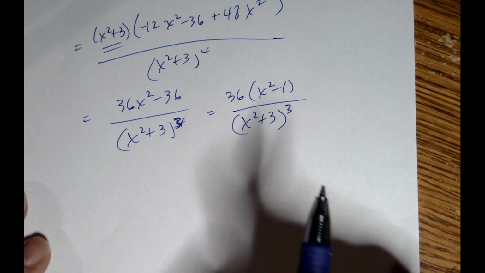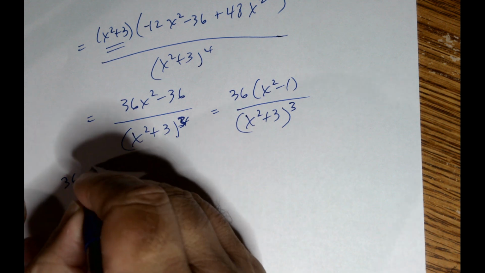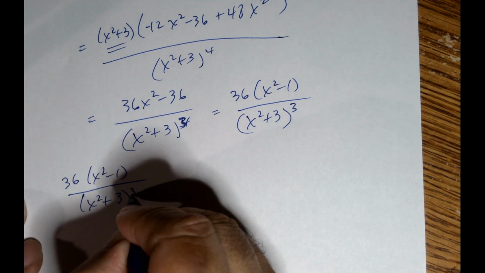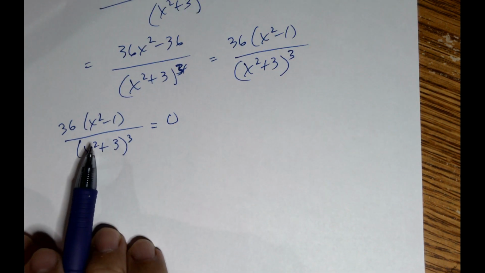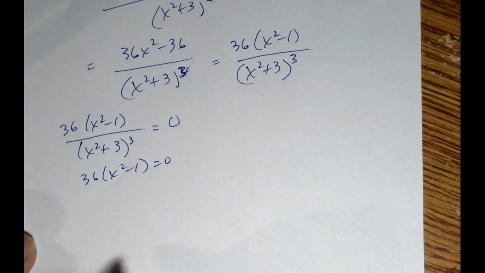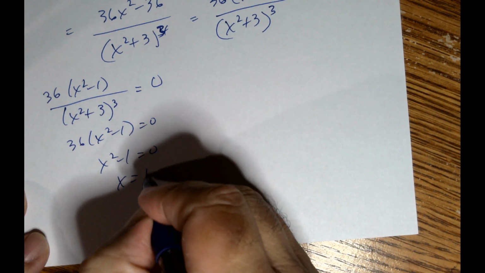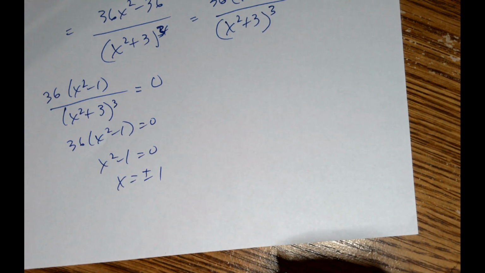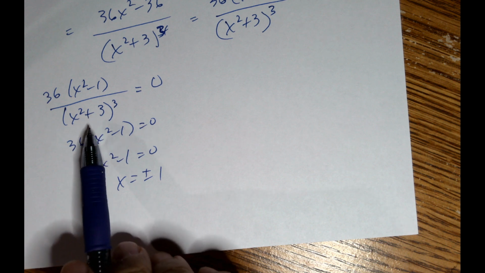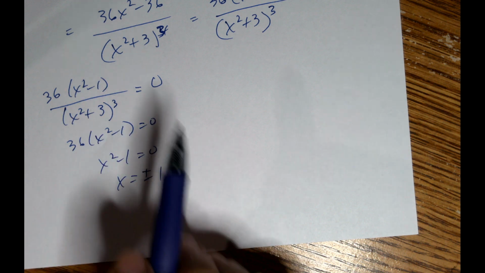Now, in order to analyze the second derivative, we need to know when the second derivative is equal to 0. So we're setting this equal to 0. But remember, for a fraction to equal 0, only the numerator needs to equal 0. So I'm going to do 36 times x squared minus 1. Divide by 36, and I just get x squared minus 1 equals 0. So that means x equals plus or minus 1. Another critical number is if the denominator is equal to 0. Well, that's a candidate anyway. And no, this denominator is never equal to 0, so we don't have anything from the denominator.